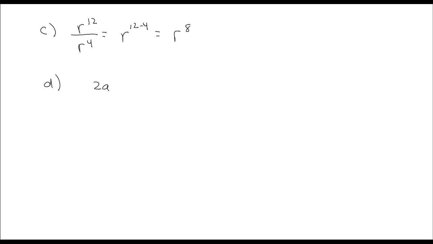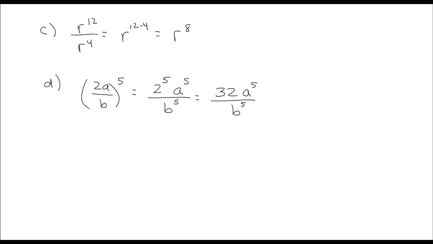Let's see, 2a over b, and then the entire quantity to the 5th power. The power of 5 applies to every factor. So this is the same as 2 to the 5th, a to the 5th, over b to the 5th. Typically when you have variables mixed with numbers, and the numbers are easy to compute, like 2 to the 5th, you'll probably compute it as 32, and then a to the 5th over b to the 5th. That would be considered the simplified form.